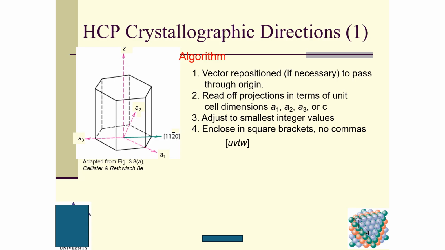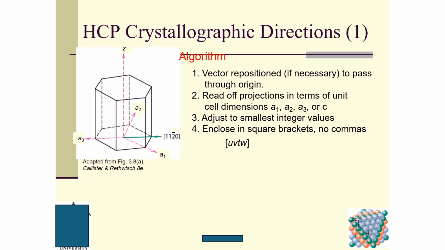Okay, so the algorithm for this direction: this is a plane, and this is a kind of volume, you can see this is 3D. The vector is repositioned if necessary to pass through the origin. For convenience, we artificially establish the XYZ coordinate system, and we just use the vector repositioned to pass through the origin, right? This gives us a lot of convenience.